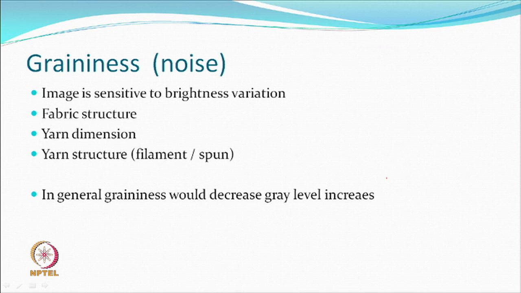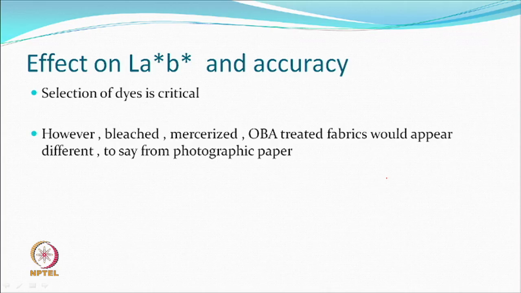The yarn structure, spun or filament, and within spun also you have different kinds of spun yarns, can also make a difference. People studied these also and found that they will definitely have an impact, which may appear to be common sense, but then you have to convince your customer. So, gray level also has some role to play in the graininess or noise of a design and quality. So, LAB value, we expect it to be exactly the same, it may not be.